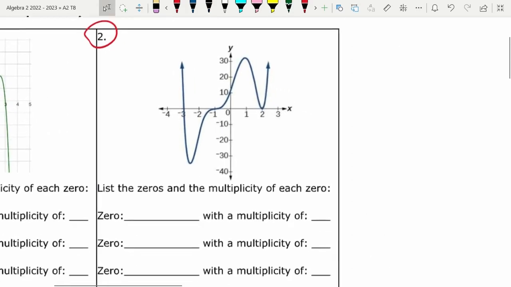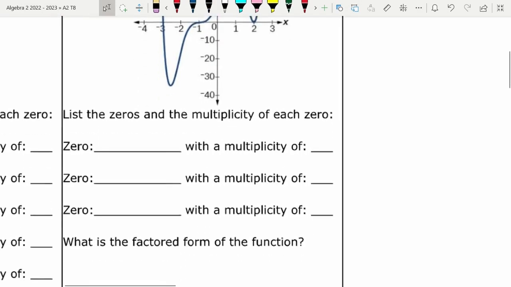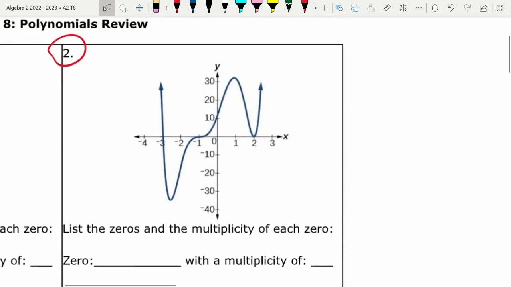Alrighty, let's see. Number 2. I'm going to pick and choose which ones we do here. For this polynomial, we're going to list out the zeros and the multiplicity of each zero. And we can identify them right now as where they touch or cross the x-axis.